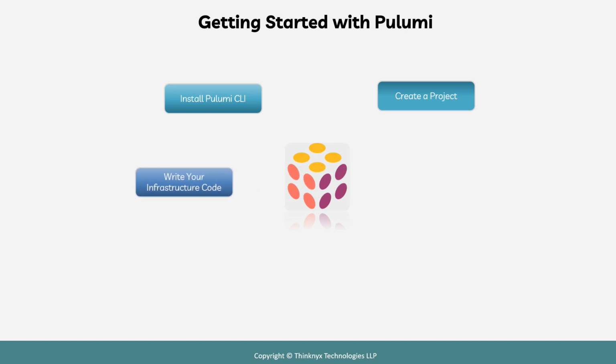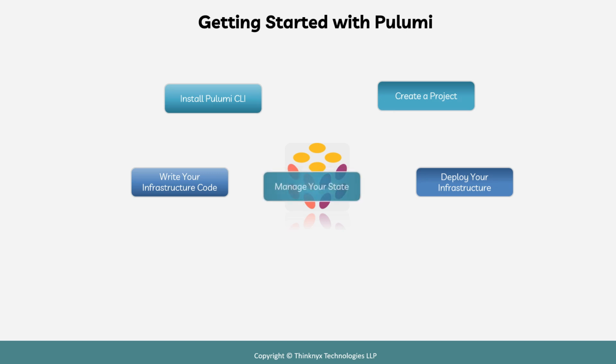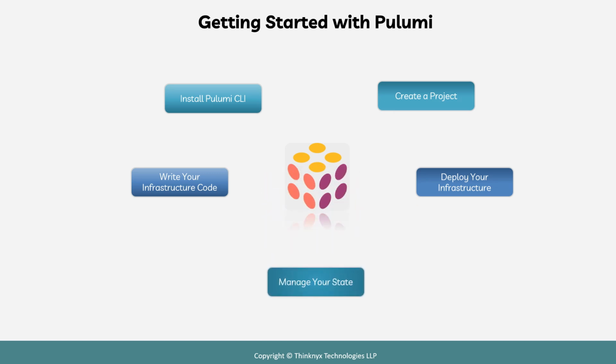Define your desired infrastructure using your chosen programming language. You can use the Pulumi SDK to create and manage resources. Pulumi provides templates which will help you to quickly get started. Use the Pulumi up command to deploy your infrastructure. Pulumi will show a preview of the changes and then apply them to create, update, or delete resources. Pulumi automatically manages the state of your infrastructure, ensuring that your resources are always in sync with your code.